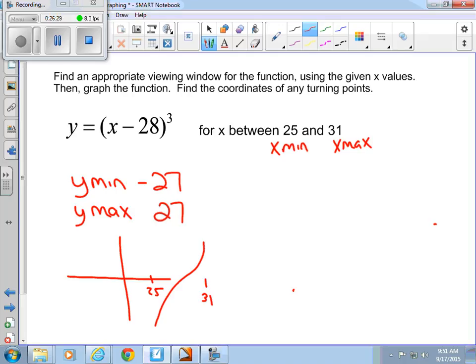Okay, so that's what we're looking at. You don't have to label every tick mark or do anything like that. Just show me that you can graph it in your calculator. That's all I'm looking for there.